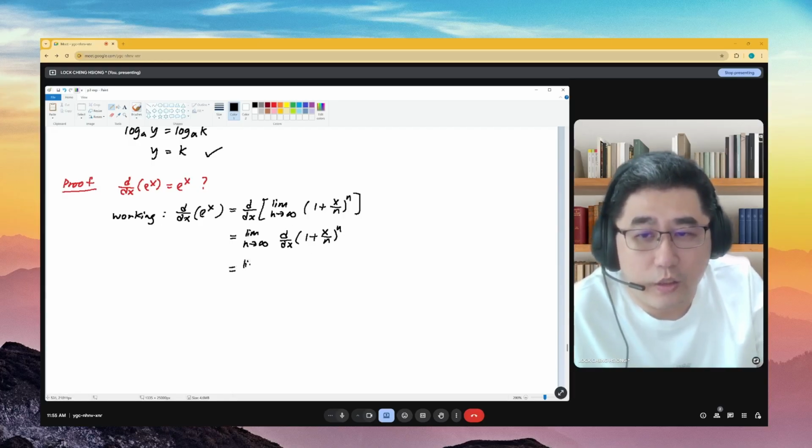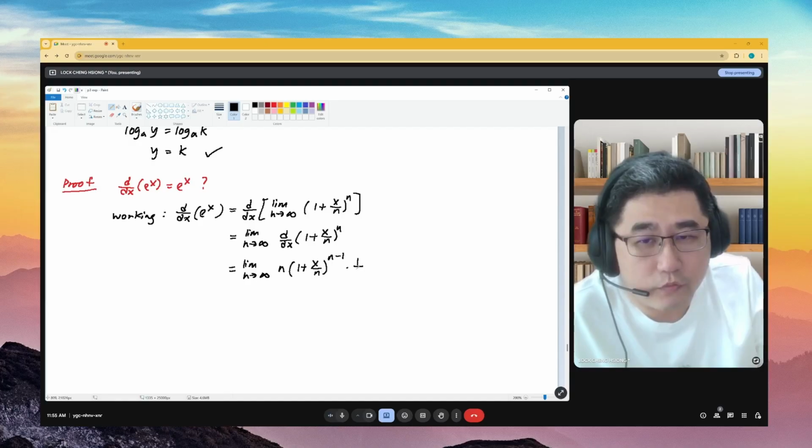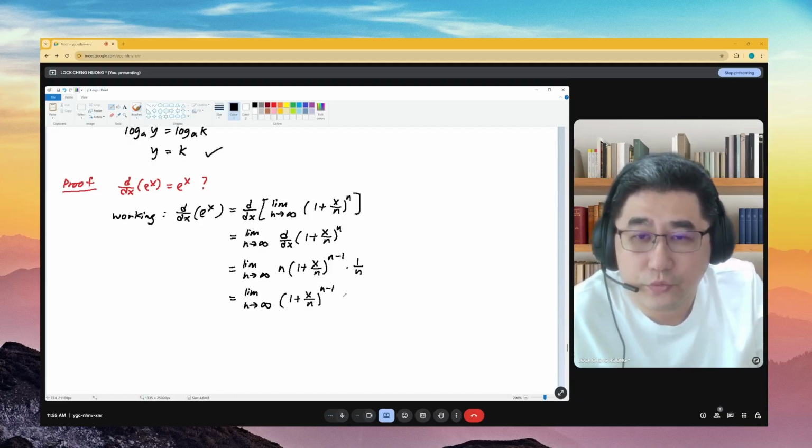Limit as n goes to infinity. So I differentiate this, bring down the power, minus 1, multiply by the derivative of the inside. So you can see the n and the n here got cancelled off. Limit as n goes to infinity of (1 + x/n)^(n-1).